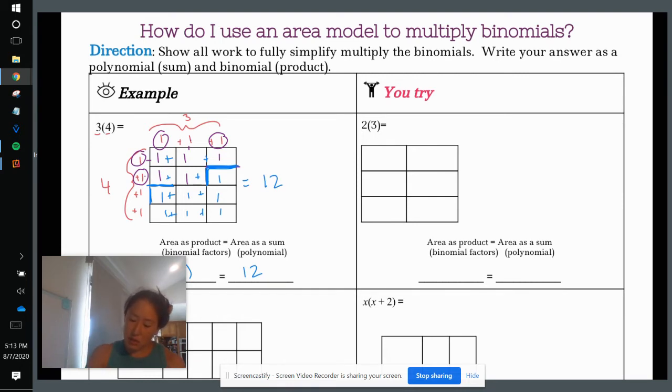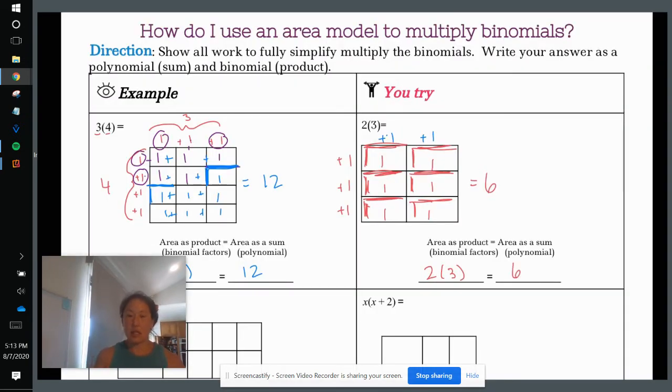Okay? So 2 times 3. That is a length of 2. So that's 1 plus 1. And a height of 1 plus 1 plus 1. Again, width times height is 1. Width times height is 1. A width of 1, a height of 1. 1 times 1 is 1. So I get 2 times 3 is equal to 6 units squared.